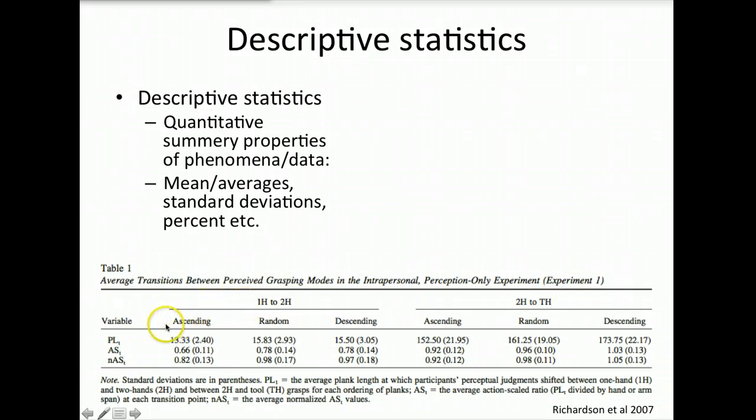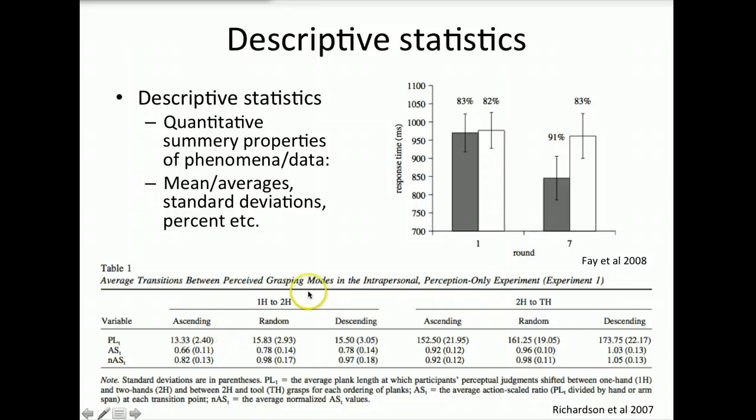So we see that when planks were presented in ascending order, then we had a transition point with an average plank length of 13.33. So that's one piece of descriptive statistics, or numbers, that somehow characterize some observations from that sample.